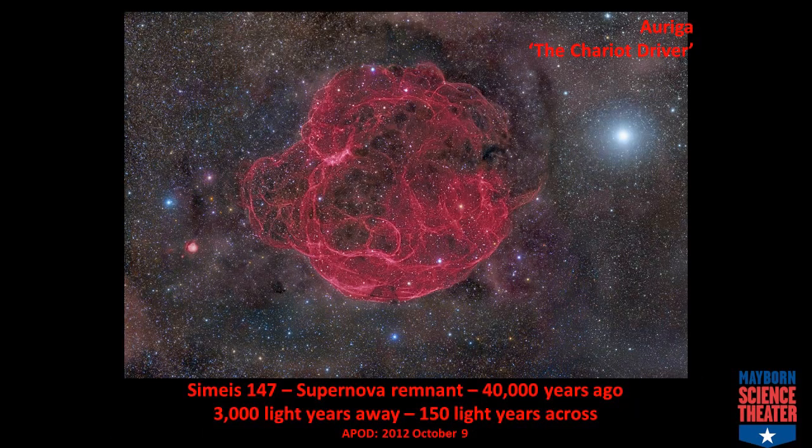Here are some things. Simius, a supernova remnant. That's the gas, if you will, the nebula from it.